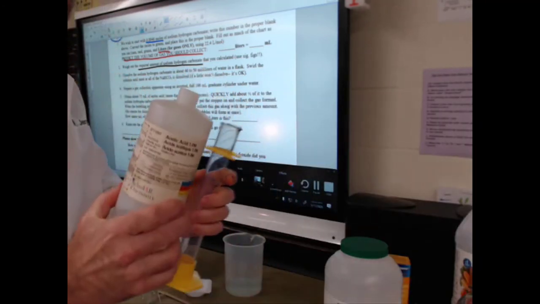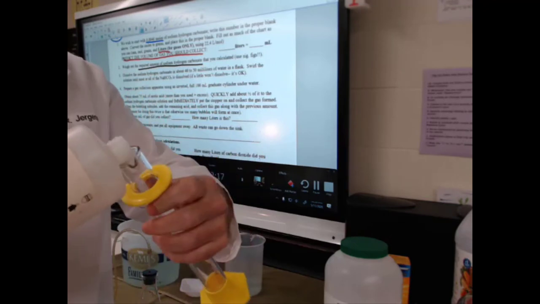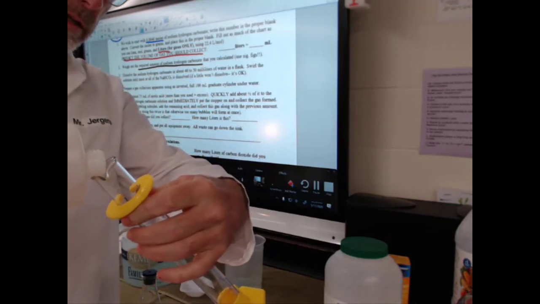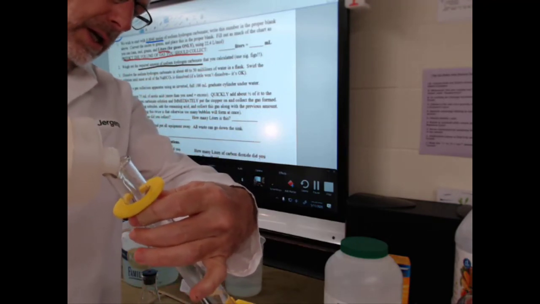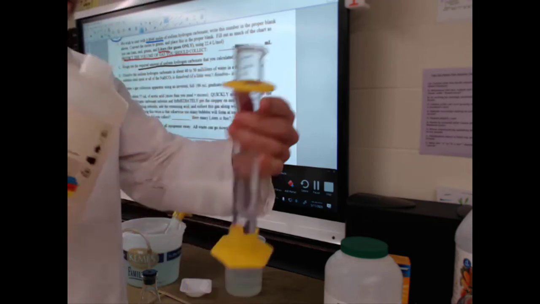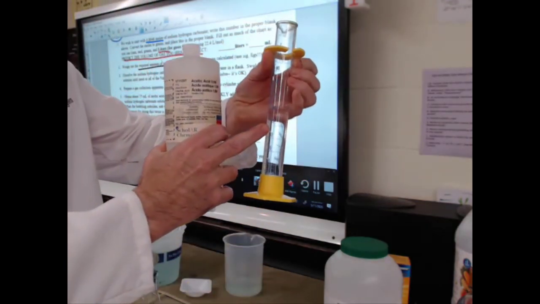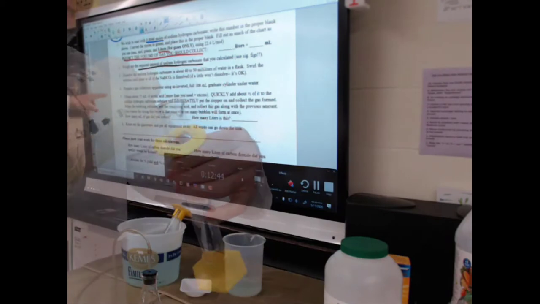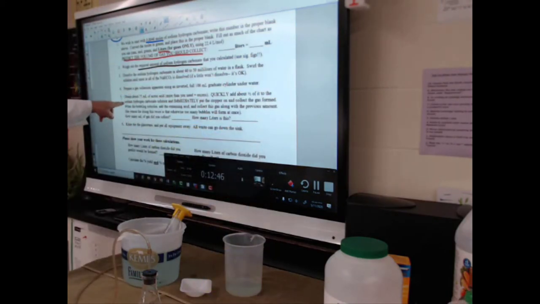All right, let's take about 75 milliliters of acetic acid. This will be plenty. This is the excess reagent. I think what I really need is only about 40 milliliters, but I'm making sure I have plenty. Quickly add about half of it to the sodium hydrogen carbonate solution and immediately put the stopper on and collect the gas formed.